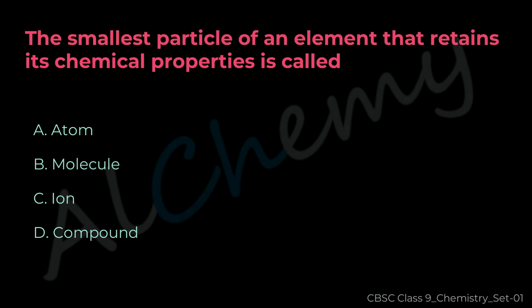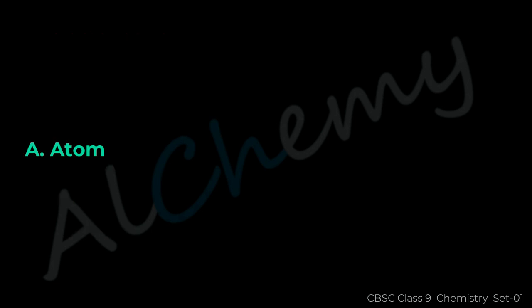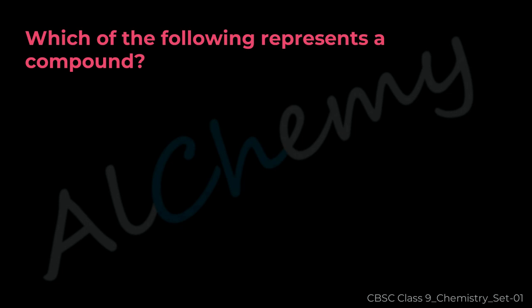Question 6. The smallest particle of an element that retains its chemical properties is called A. Atom. B. Molecule. C. Ion. D. Compound. The correct answer is A. Atom.